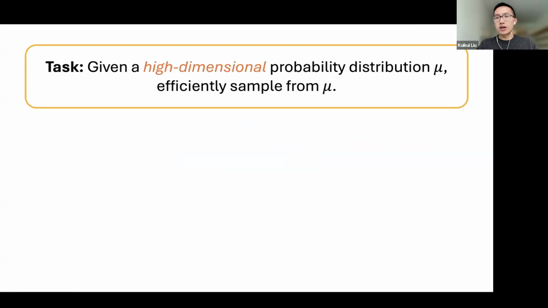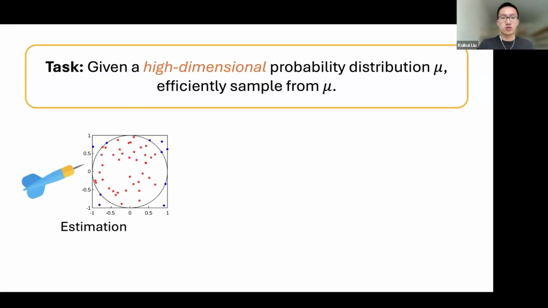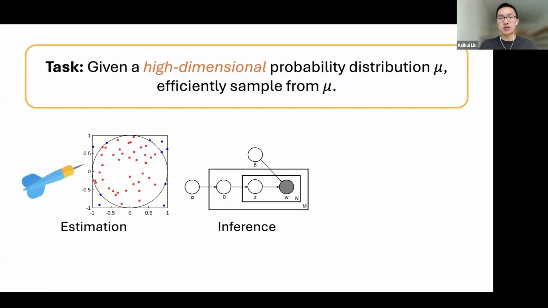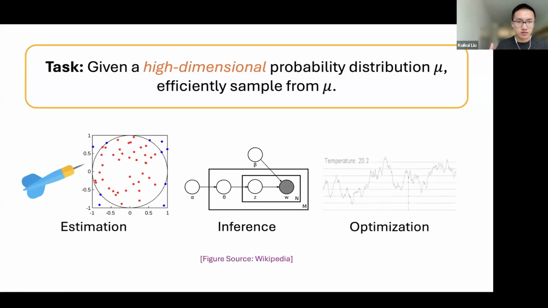You're given some high-dimensional probability distribution mu, and your goal is to efficiently sample from this distribution. As I'm sure many of you know, since this is the Monte Carlo seminar, this task is a fundamental algorithmic primitive underlying many applications, for instance, to statistical estimation, to statistical inference, and also even to optimization, just to name a few.